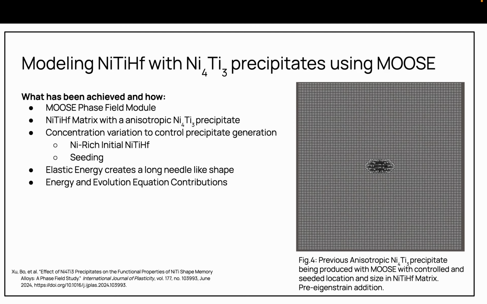I have been using the phase field module on Moose to model a nickel titanium hafnium matrix with an anisotropic nickel 4 titanium 3 precipitate. By varying concentration of nickel, precipitate generation has been controlled, so keeping the nickel concentration high in the initial concentration has been important for keeping the nickel titanium hafnium nickel rich. I have been using seeding, where the precipitate is pre-seeded in a location that it will evolve. This helps with controlling the location and the number of precipitates generated.